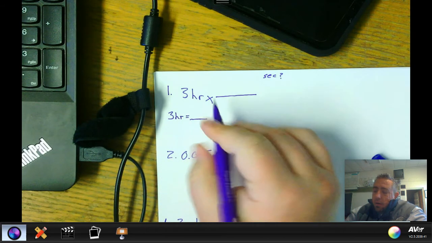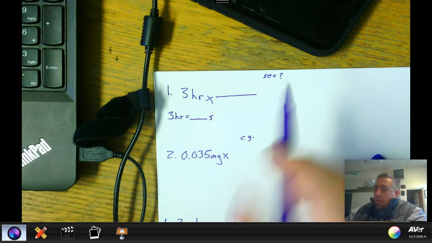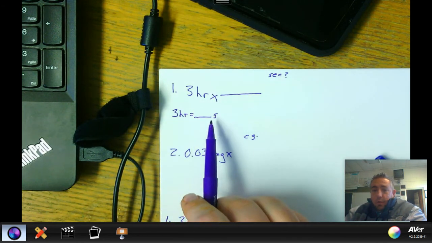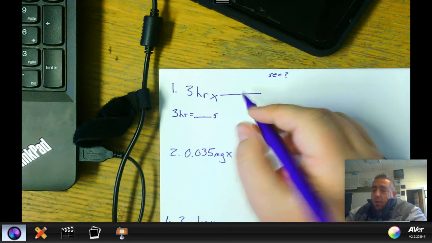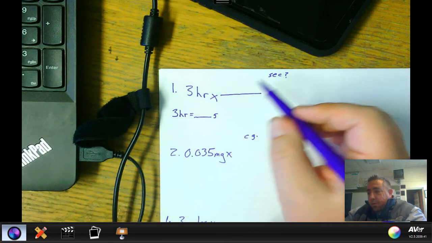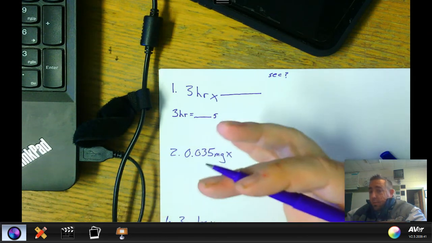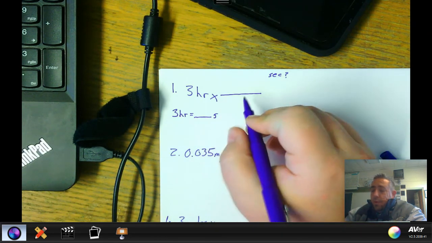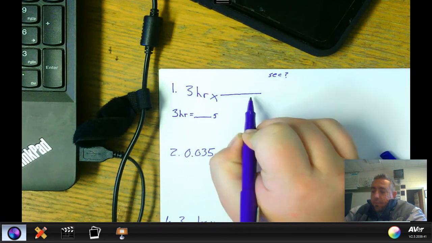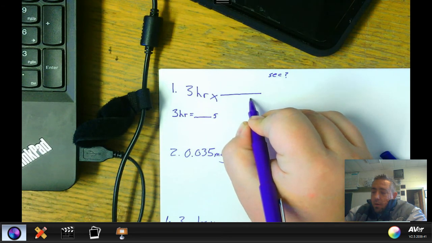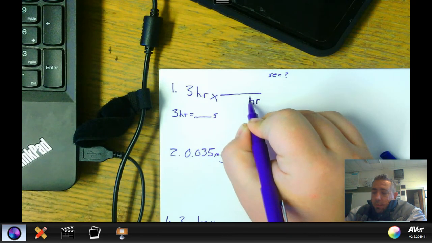What is that in seconds? Okay. So we start with 3 hours and we want to go to seconds. The way I explain this, after years of doing it, it's probably not the way a math teacher would teach you, but all right. Whatever I want to get rid of is going on the bottom. So that's going to be hours, the units of hours.